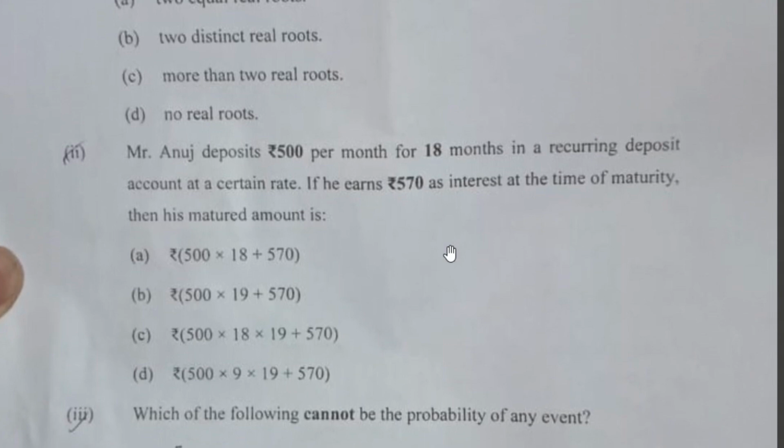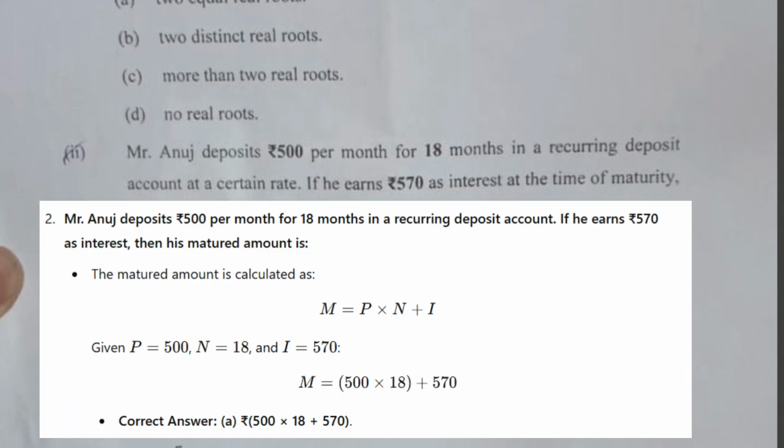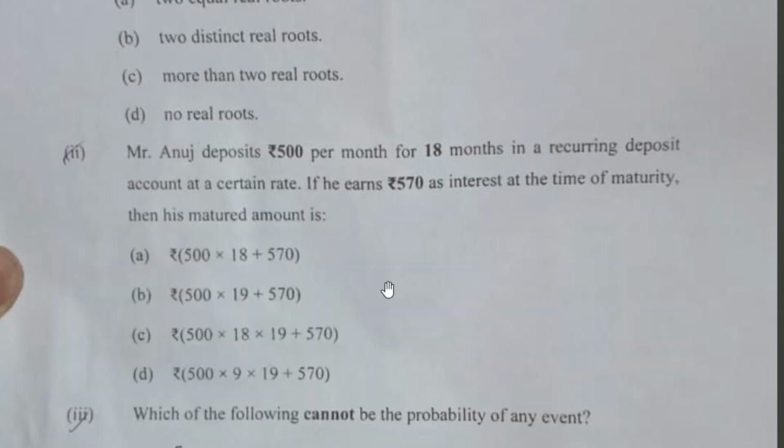Mr. Arjun deposits rupees 500 per month for 18 months in a recurring deposit account at a certain rate. If he earns rupees 570 as interest at the time of maturity, then find his matured amount. The matured amount formula is n into p plus I. Here n is 18, p is 500. So n into p means 18 into 500, plus I means 570. This is interest. N into p plus I.